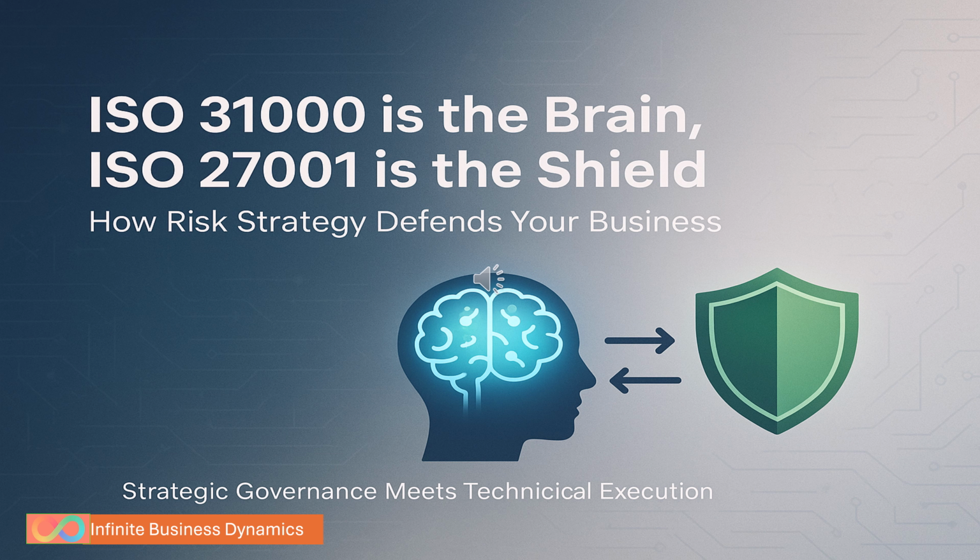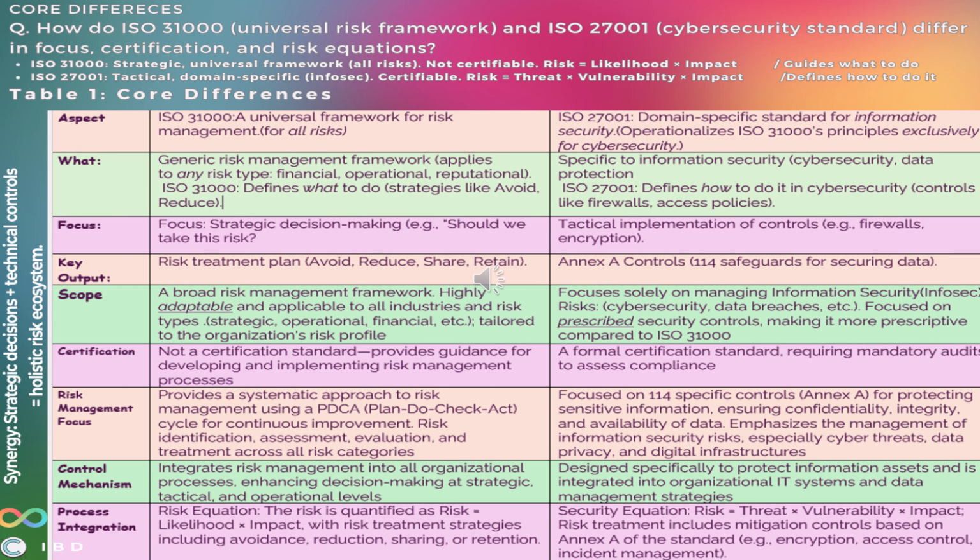ISO 27001, on the other hand, acts as the shield, translating those decisions into concrete cybersecurity controls like firewalls, encryption, and access policies. By the end of the video, you will see how these two standards combine strategic governance with technical execution to build a resilient, risk-aware organization. Let's start with the core differences.